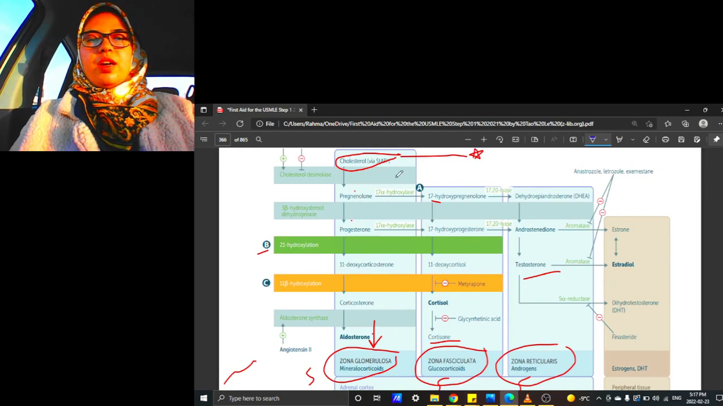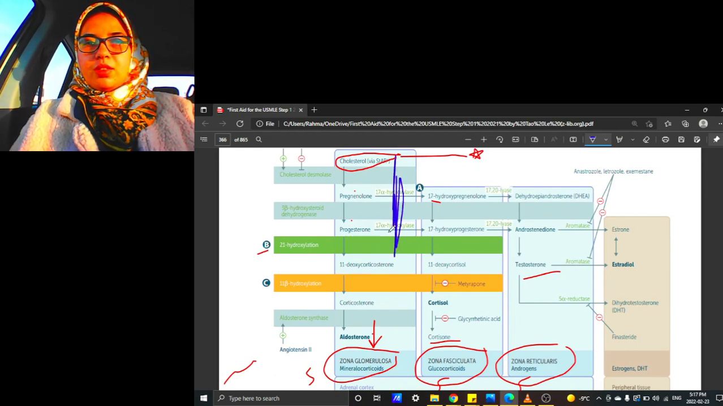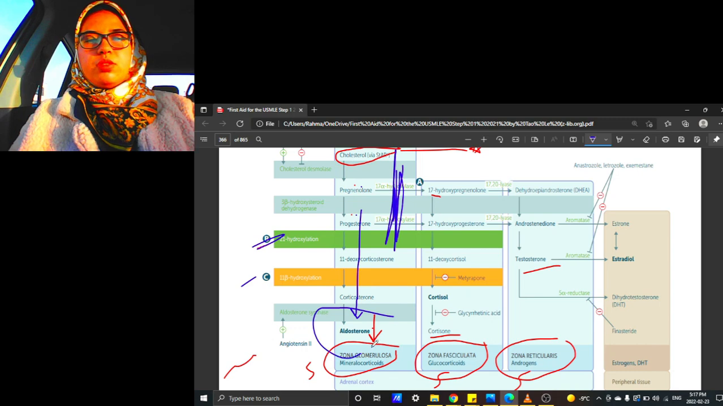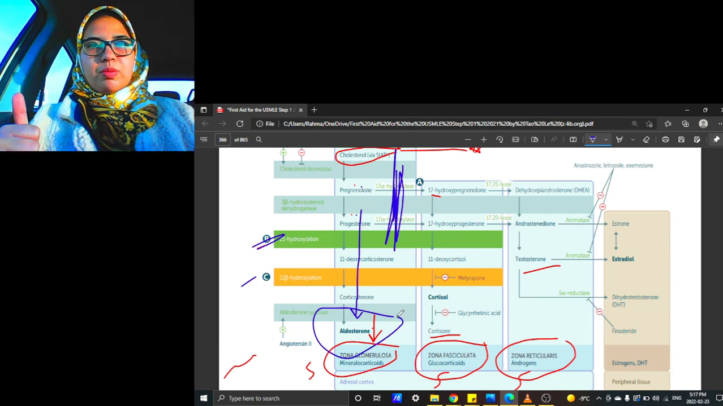So 17-hydroxylase deficiency is over here. Okay? So we made our cholesterol. Good. We made our pregnenolone. Good. We made our progesterone. Good. We don't have a deficiency here or here, so everything's going to progress down, and we're going to make our aldosterone. So our blood pressure is going to be good. It's going to be maintained.